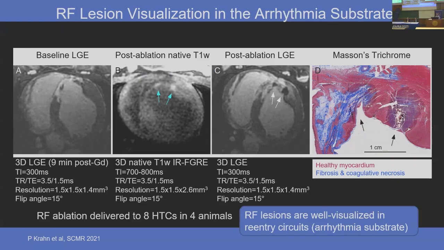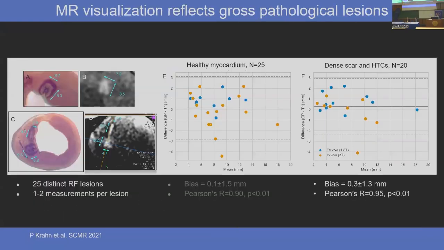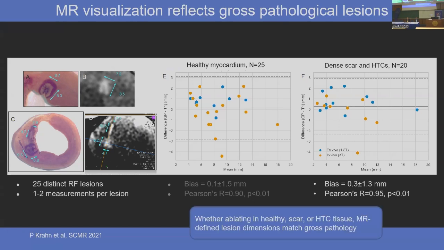That was work by Philip Akron. And we showed that the lesions in MR, in both healthy tissue and dense scar, are comparable in size with the histology. So we are comfortable saying that yes, we can make lesions in that heterogeneous infarct, and the lesions are the size that we expect in histology.